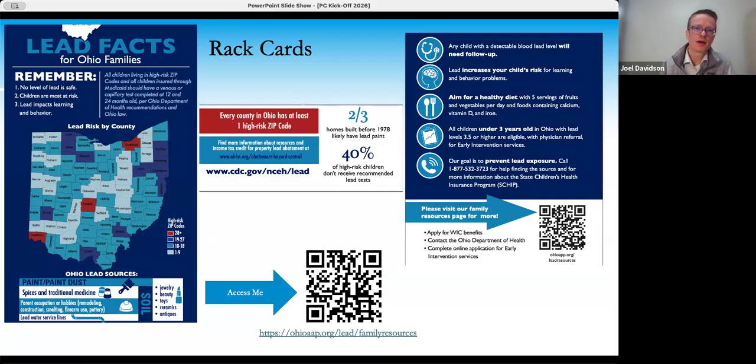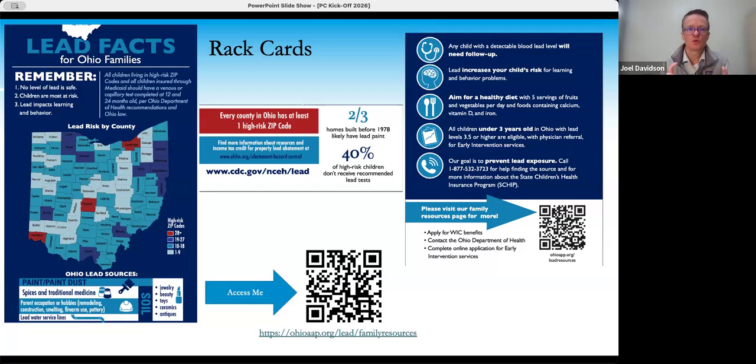It calls out the healthy diet. I'm not going to repeat those things because we just talked about them. And it also calls out, and maybe you all don't know this, that all kids under the age of 3 with a documented elevated blood level over 3.5 are eligible for early intervention services with a referral. And if you need help, there's the phone number around potential sources with the SCHIP program.